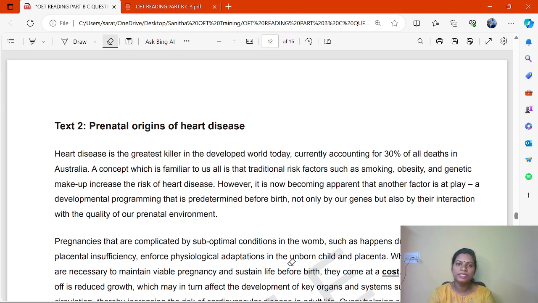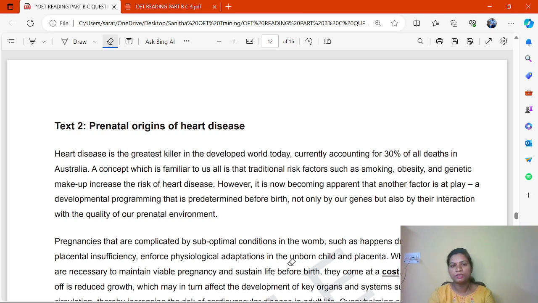Today I'm going to discuss OET reading part C. I know most of the students are facing problems finding answers in OET reading part C. You know why you are facing this? Maybe you don't know the techniques and tips on how to approach OET part C material. Today we are going to find out the techniques and tips in OET reading.